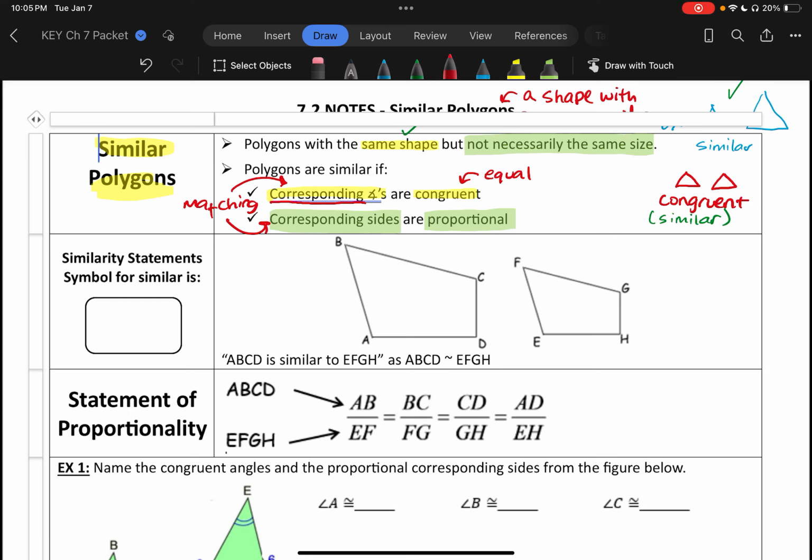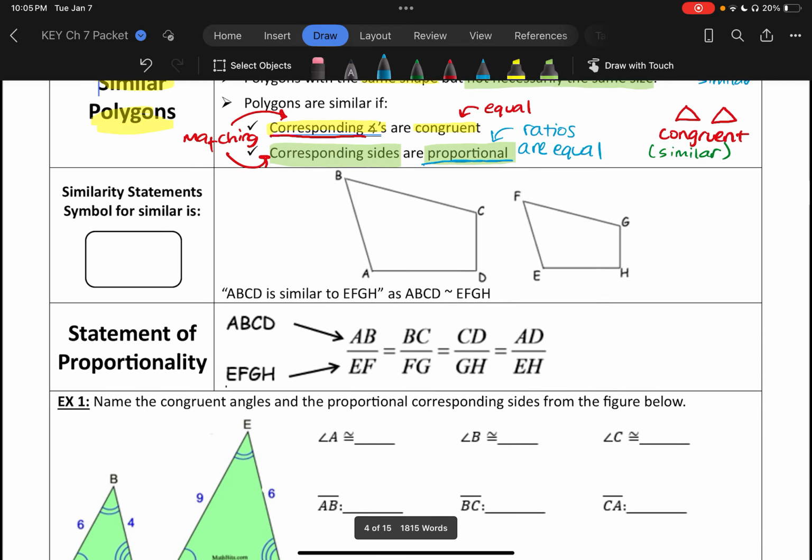And corresponding sides here have to be proportional, right? And so now we want to talk about what proportional means. Proportional means that the ratios are equal. We looked at this yesterday in the notes. We'll get a better understanding of what this looks like as we look at some examples a little later on in the notes. But for right now, this part's extremely important. You need to understand that if polygons are similar, then corresponding angles are congruent, and corresponding sides are proportional.